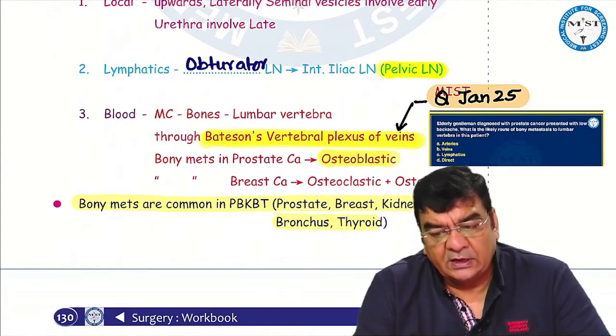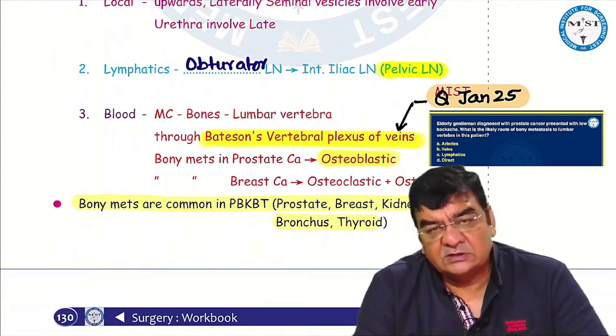Prostate, breast, kidney, bronchus, thyroid. Most common cancer going to bones in males is prostate, females, breast.